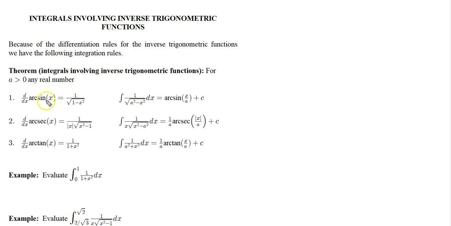So remember, in our previous video we found out that the derivative of the arc sine was 1 over the square root of 1 minus x squared. So because of this result right here, we have this result. The antiderivative of 1 over the square root of 1 minus x squared dx is the arc sine of x plus c. Just notice I use this notation to indicate the inverse sine function.